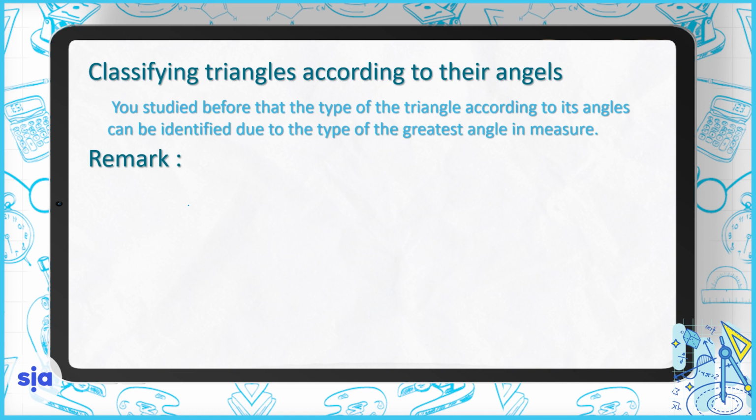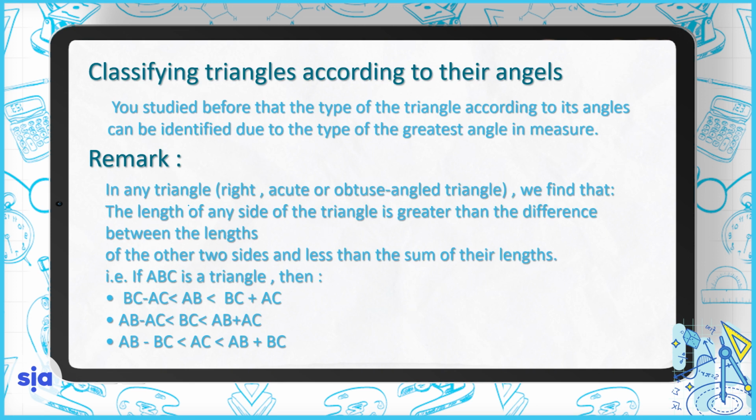Let's see this remark. The remark says, in any triangle, either it's right, acute, or obtuse, we find that the length of any side of the triangle is greater than the difference between the lengths of the other two sides and less than the sum of their lengths. If ABC is a triangle, then BC minus AC is less than AB, and AB is less than BC plus AC, and so on.